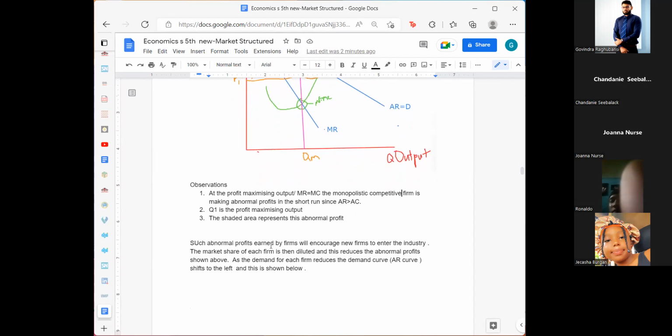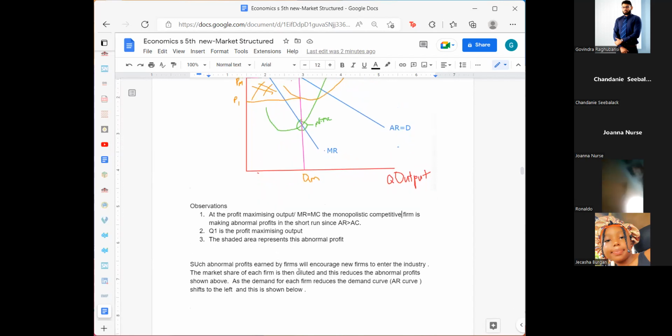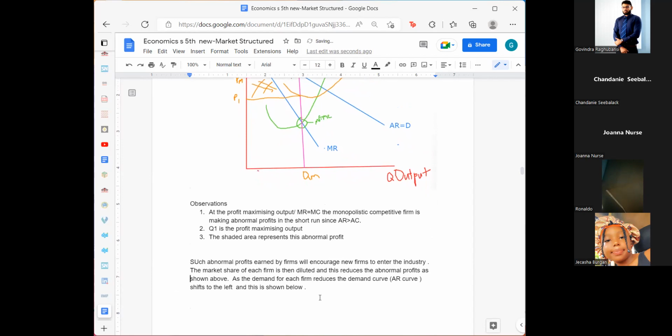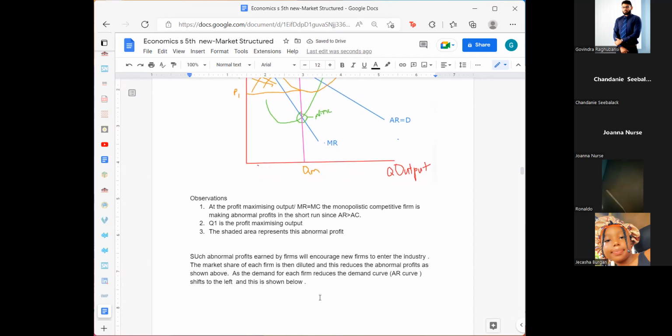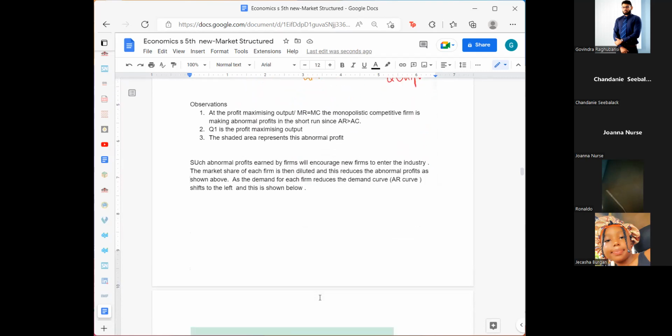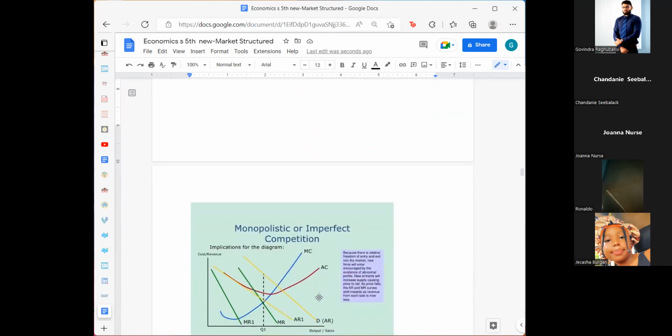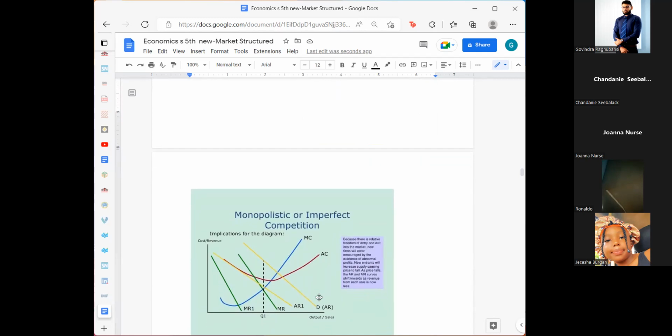So what happens now? The abnormal profits encourage new firms to enter. As we were saying, you're making profit, there's nothing stopping persons from entering. The market share of each firm is then diluted, and this reduces abnormal profit as shown above. As the demand for each firm reduces, the demand curve shifts to the left, and this is what is going to be shown below. So I will draw a diagram here to bring this out first, but let me see if you can follow first.